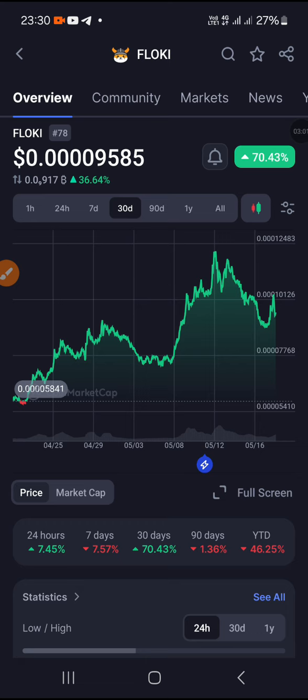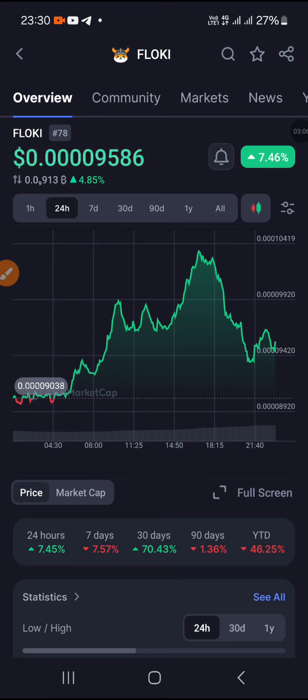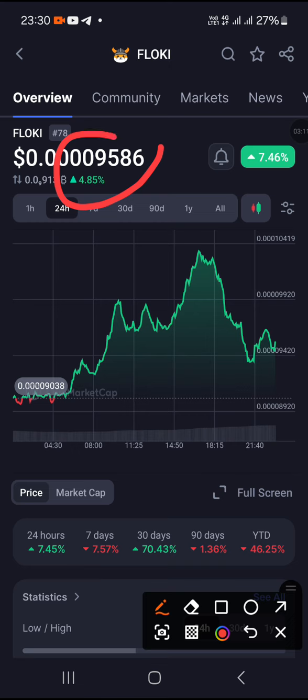What about the last 24 hours? In the last 24 hours, it recorded this. Over 7%. This shows that this particular coin has been very flexible.